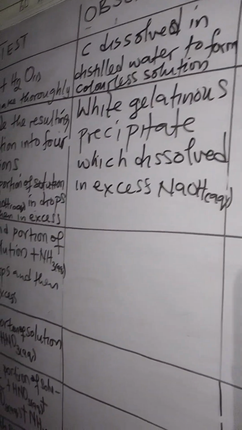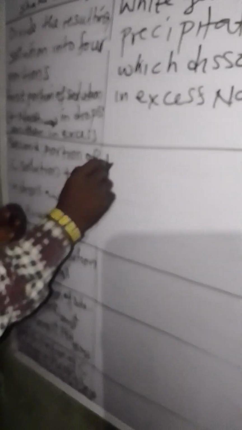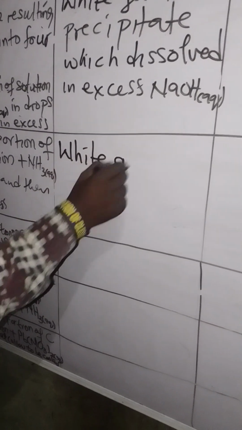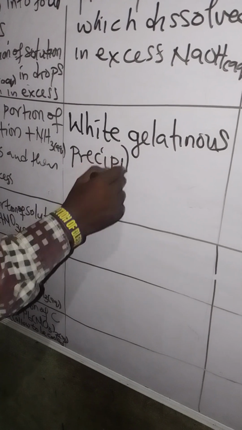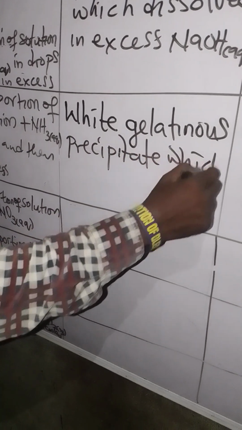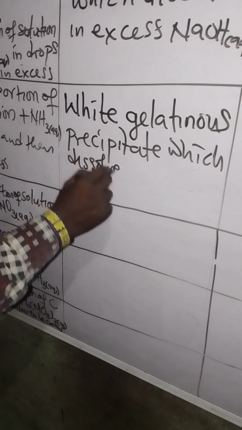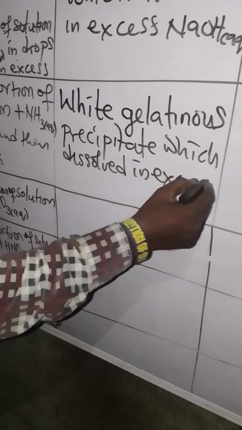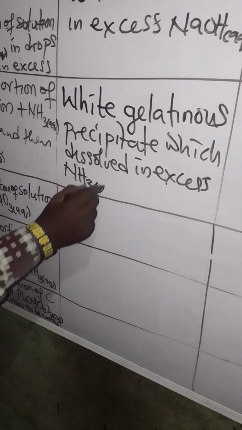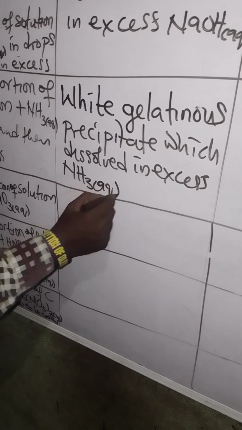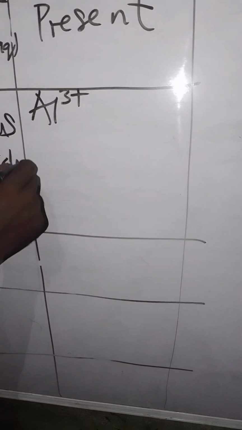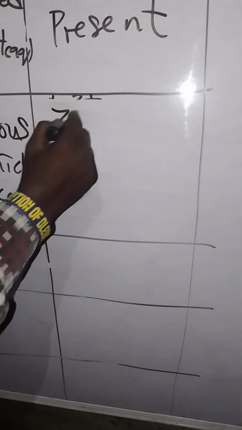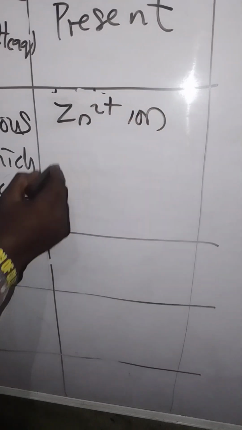So you can now report and say, here also, white gelatinous precipitate which dissolved in excess aqueous ammonia solution. Please always write this aq. Then you also have what? Al3+. Okay, it's going to be Zn2+ ion present.